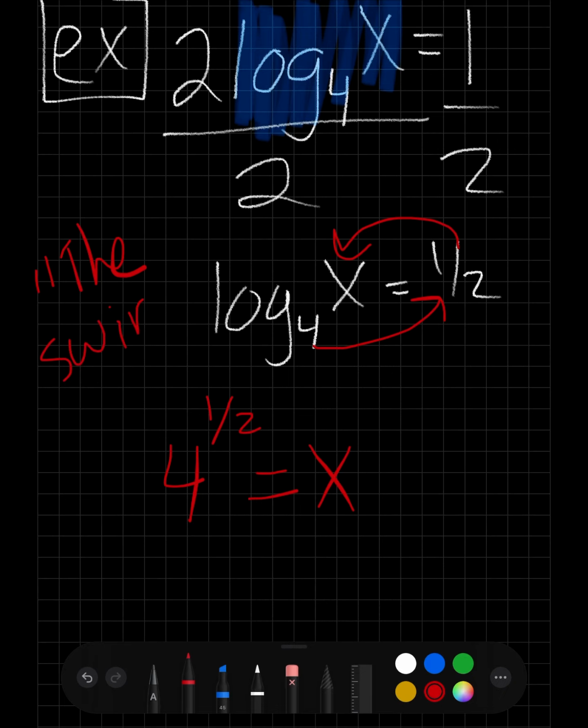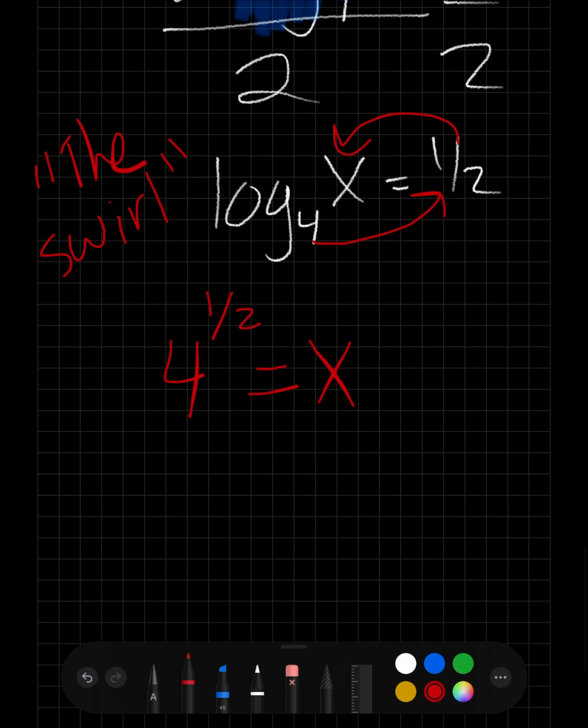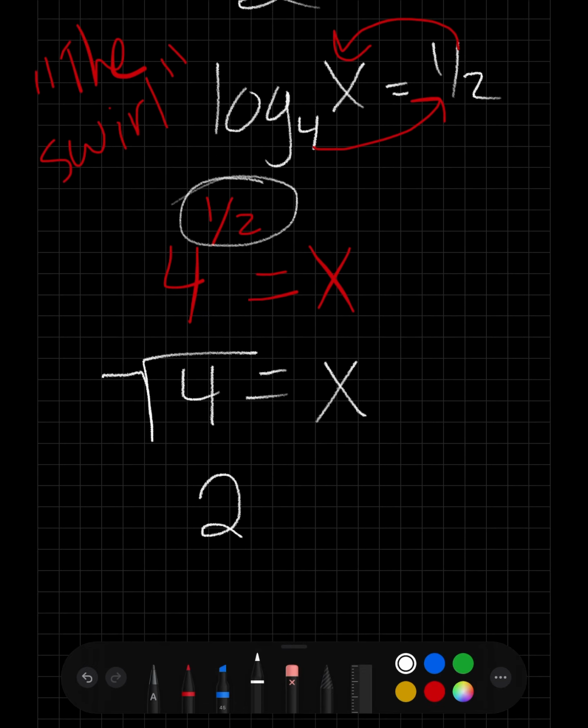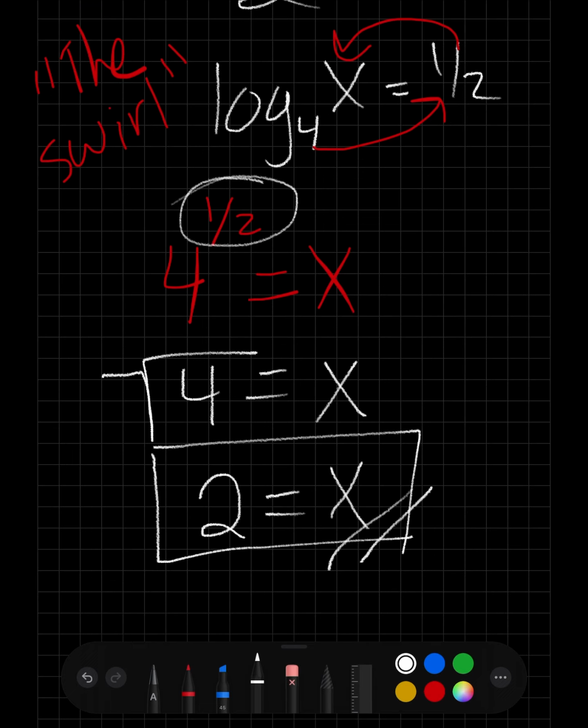If you like thinking of it as the swirl, if that's helpful to you, go ahead and comment and let me know. I'm curious. So now I have 4 to the 1/2 power is equal to x. Don't freak out by this 1/2. Remember, 4 to the 1/2 power is the equivalent to the square root of 4 is equal to x. So here x is equal to 2. And that would be your final answer.